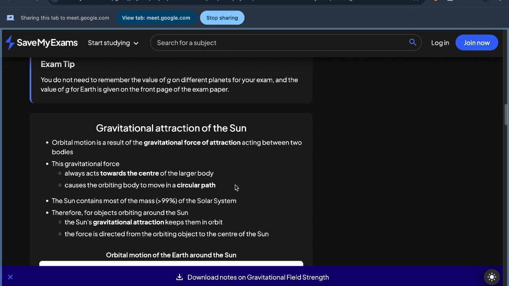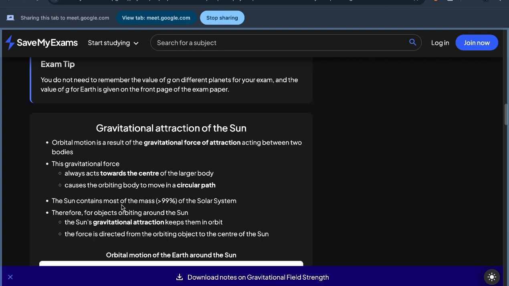For example, we are a body on Earth. Our force of gravity is always acting towards what? The center of the Earth, because Earth is the larger body compared to us. But if you compare the Earth and the Sun, the force of gravity of the Earth will be acting towards the center of the Sun. In other words, the gravitational field strength will always act towards the center of the larger body.